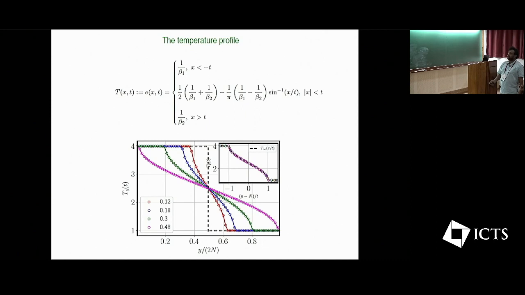So this is the initial profile, and this is at different times. This is at 0.01, 0.12, 0.18, and like this. Basically the initial difference spreads, and it spreads ballistically. There is a collapse with space by time scaling.